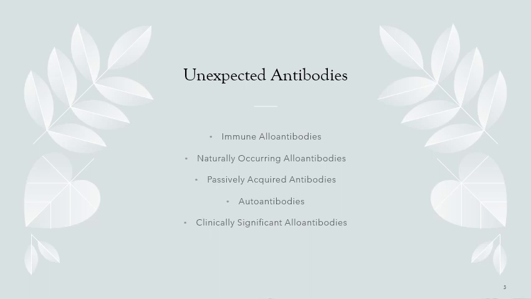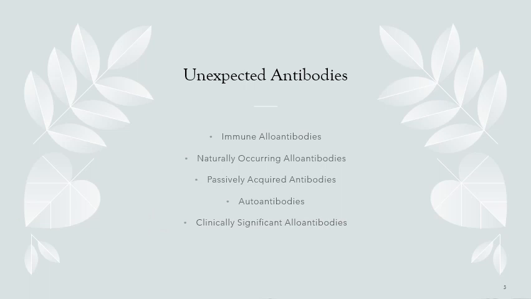The fourth category of unexpected antibodies is the autoantibodies. So these antibodies are directed against antigens expressed on one's own RBC and generally react with all RBCs tested. So these four categories may complicate the detection and identification of the clinically significant alloantibodies.